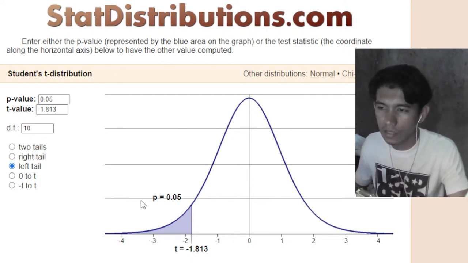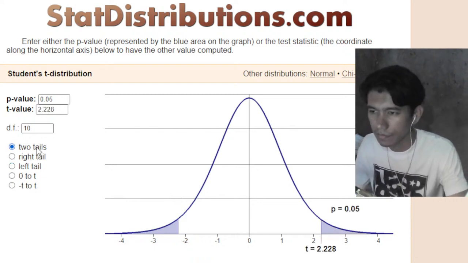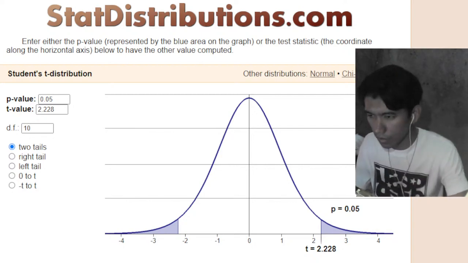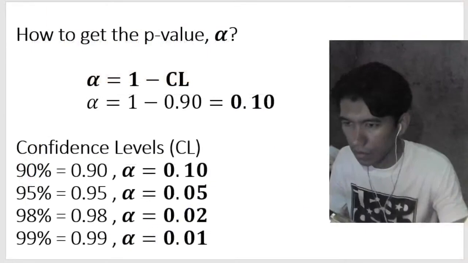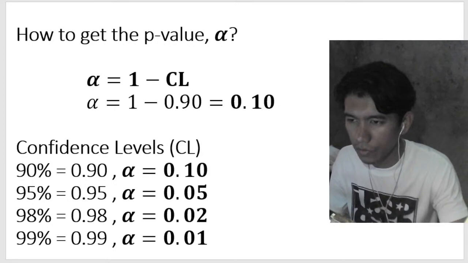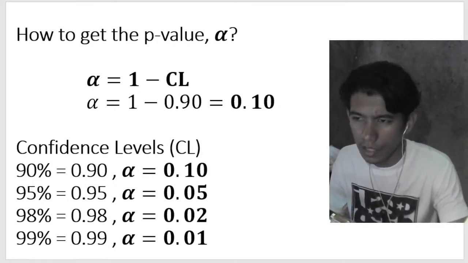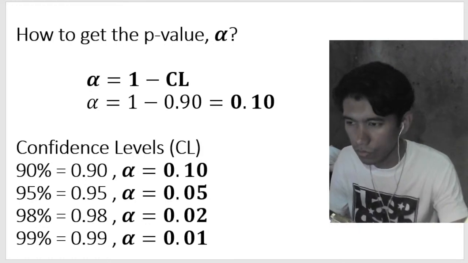Okay, so let's try another given. So for two tails again, let's say we're going to use 98% as our confidence level. So for a 98% confidence level, the p-value is 0.02. So take note of this value, 0.02.